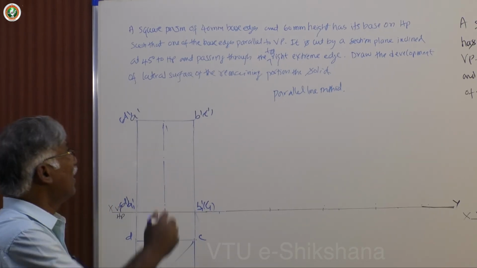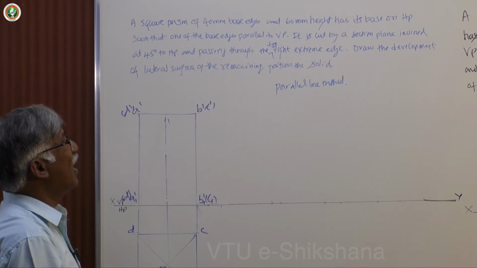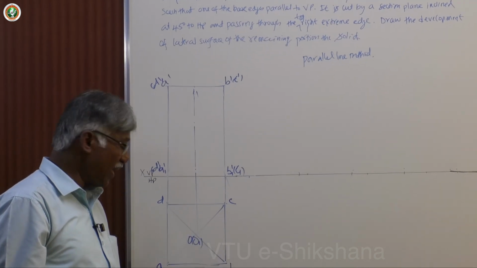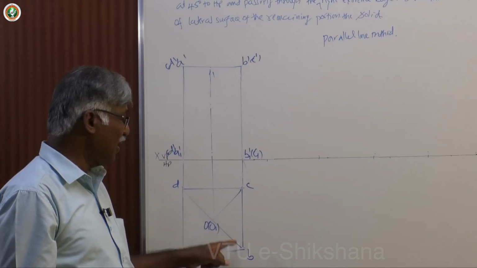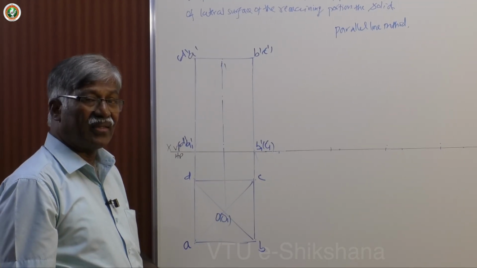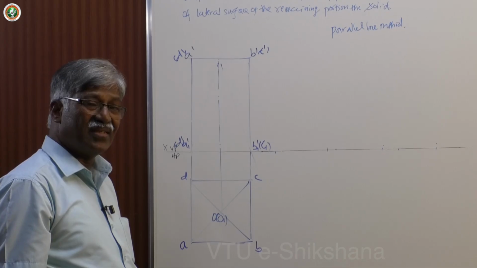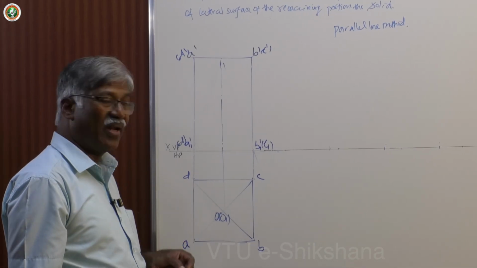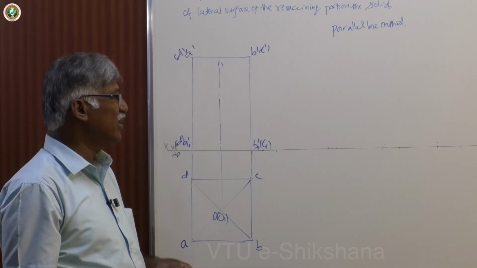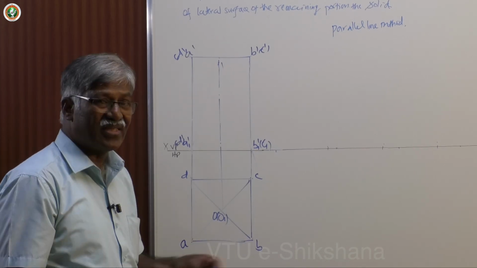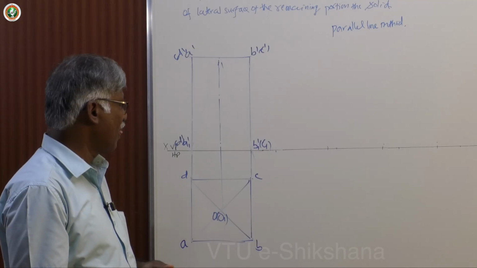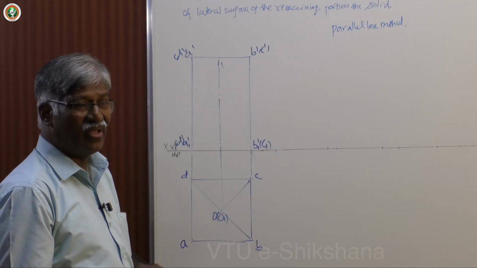Now here, as per the information, I have taken one of the base edges parallel to VP. In this case, a square, we have two base edges parallel to each other. Definitely one is parallel to VP, the other one is also parallel to VP. Otherwise, you may be given that one of the base edges is perpendicular to VP. See, AD is perpendicular to VP. At the same time, BC is also perpendicular to VP. So any of the conditions works out. Since it's a basic situation, that is the standard position of the solid, now you know how to draw the projection of the solid.